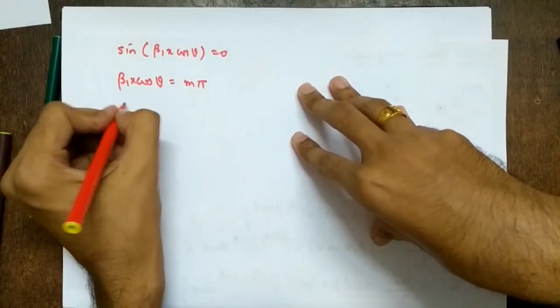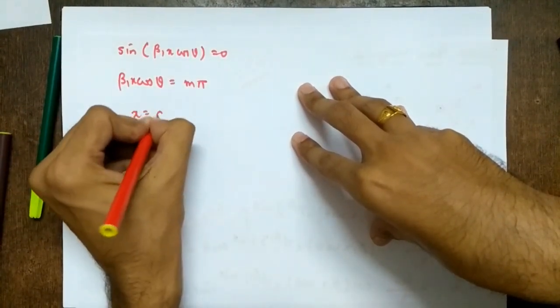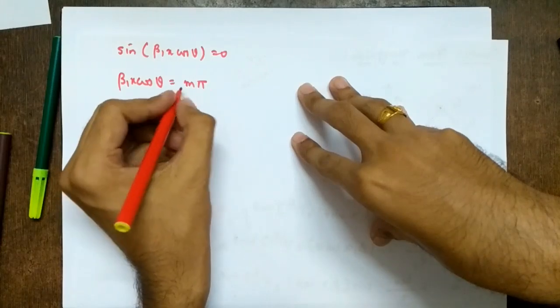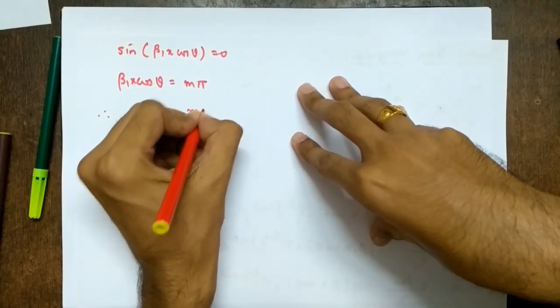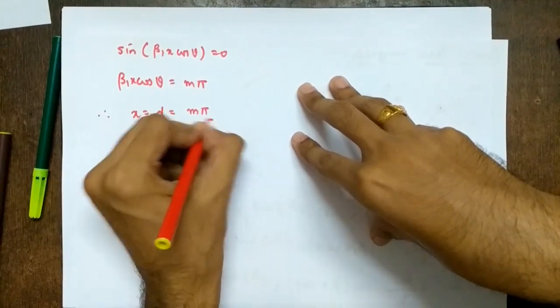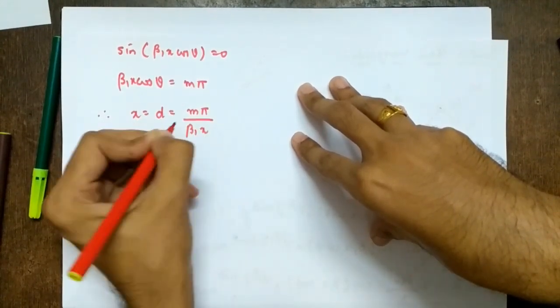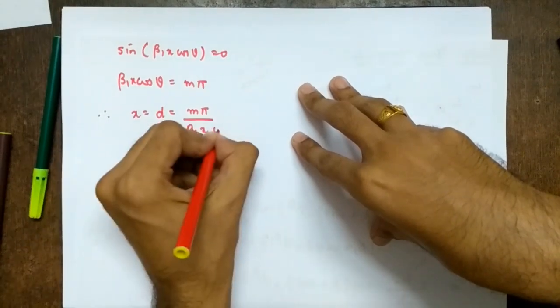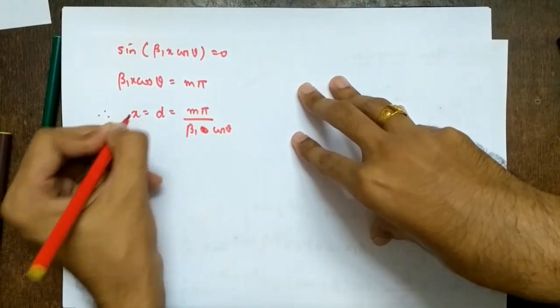So what will be the value of x? Let's say it is equal to d. So it will be m pi by beta 1 cos theta. Am I correct? x will not be there, x is here.